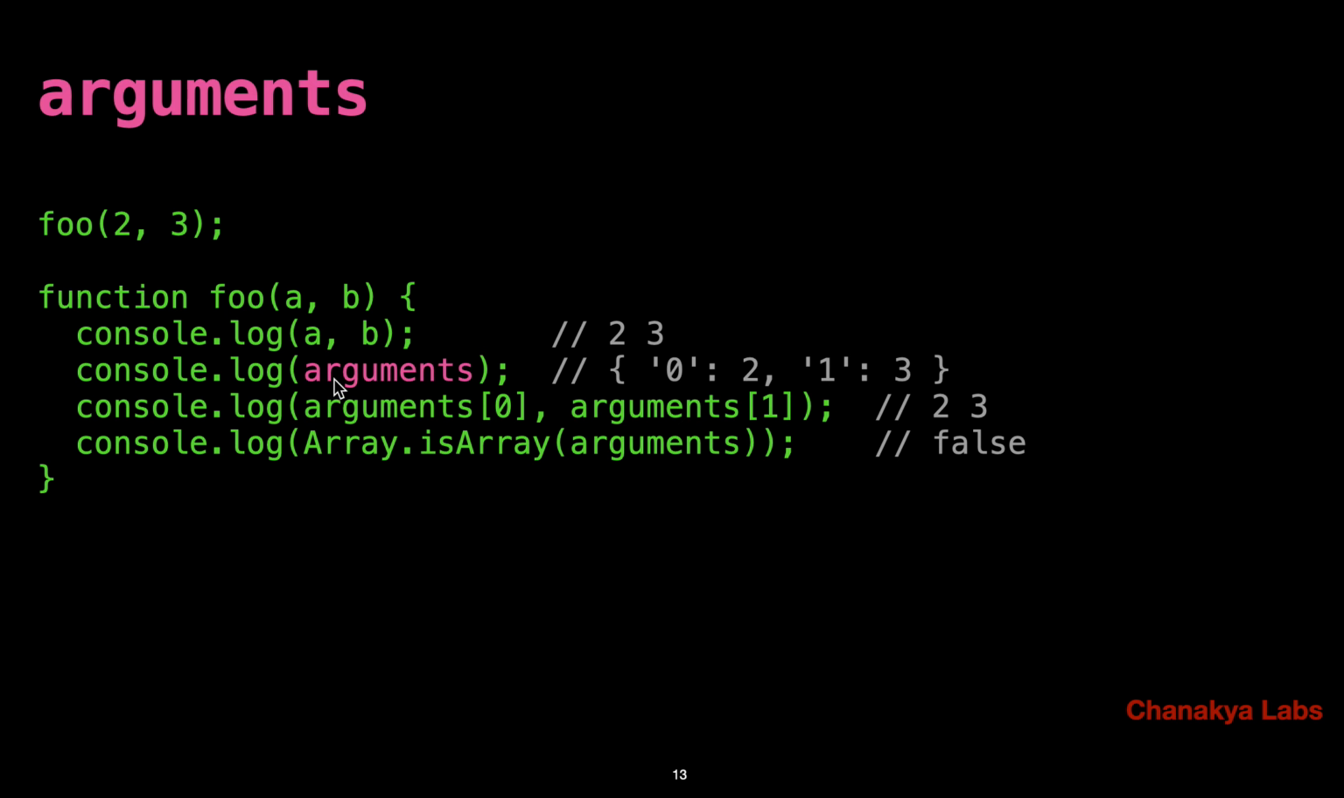Now there is a variable, arguments, right? If you print this, then you will see something like key value pairs. The keys are basically the indices, the positions, and the values are their values. So 2 and 3, and the positions are 0 and 1. If you print arguments, you will get something like this. This is a special variable automatically present inside functions, okay?